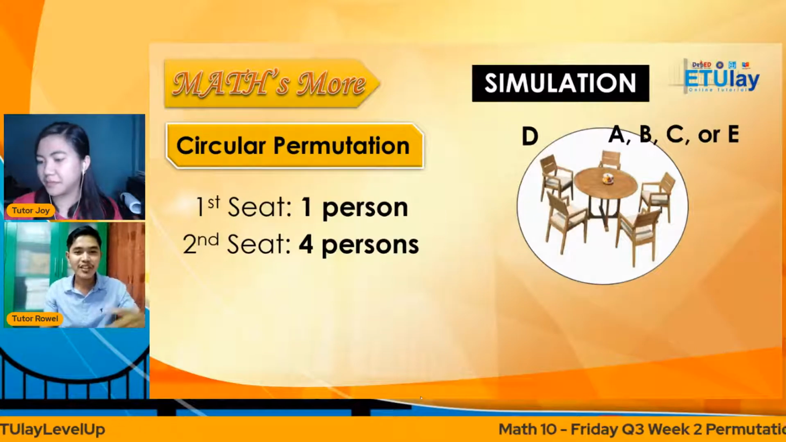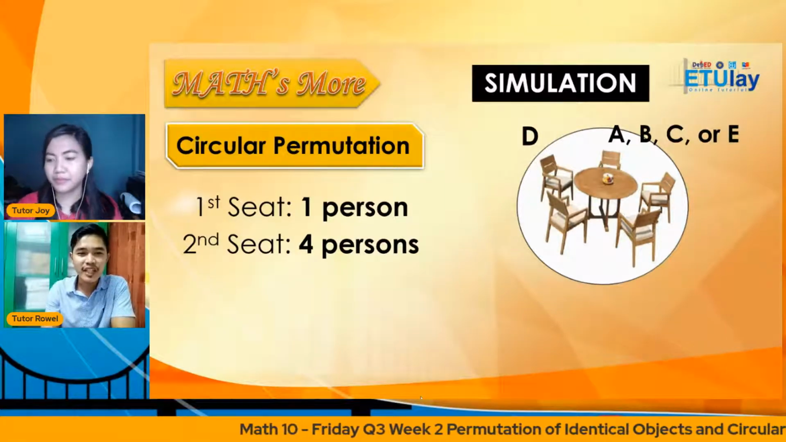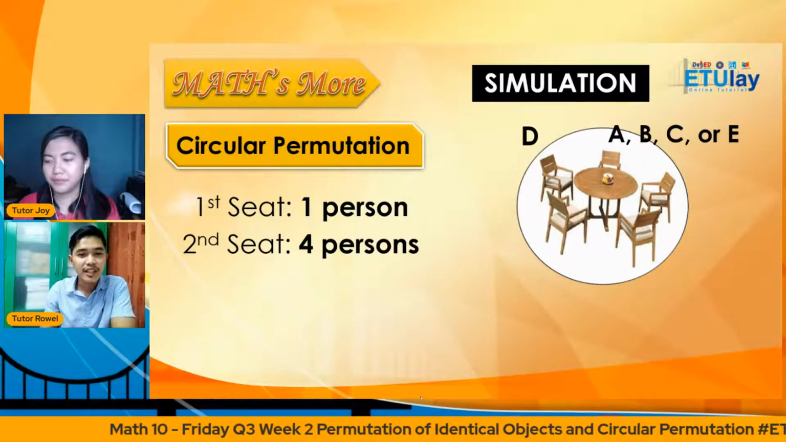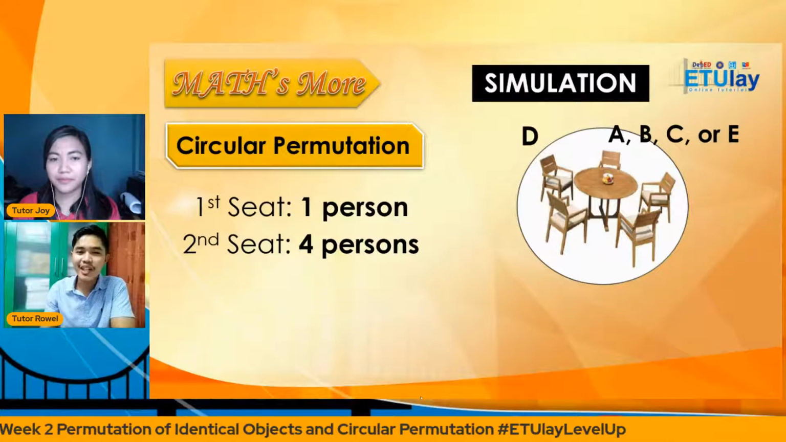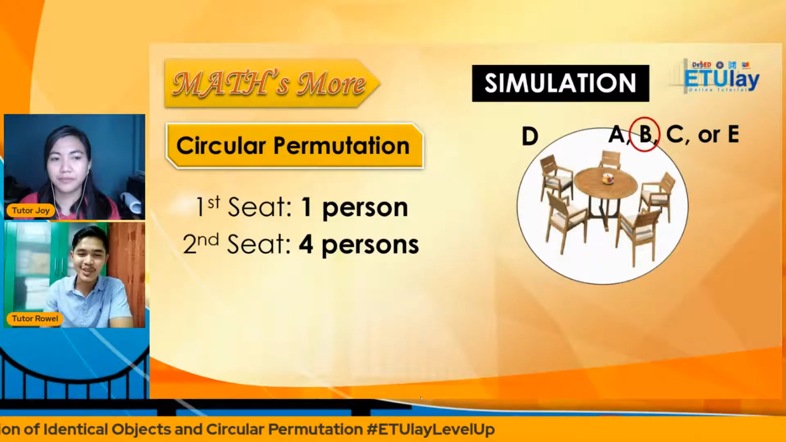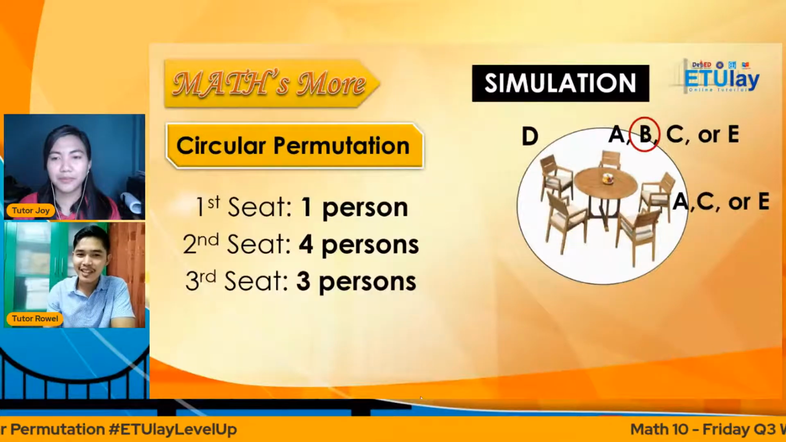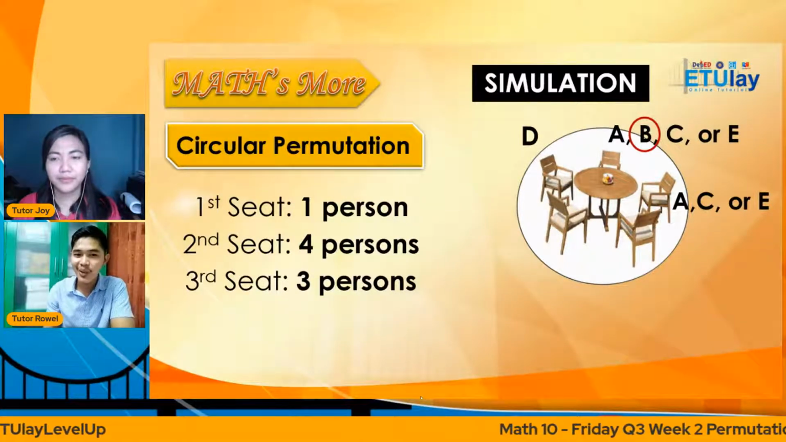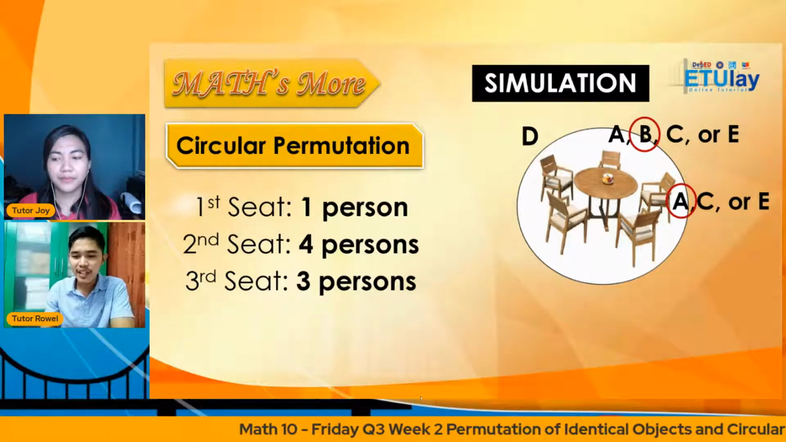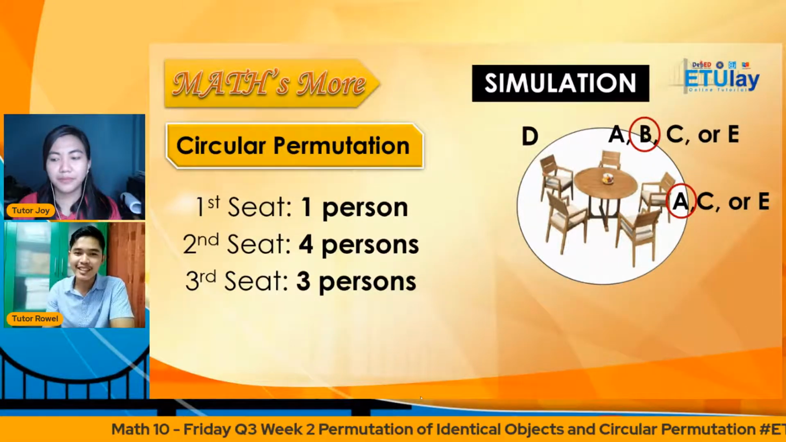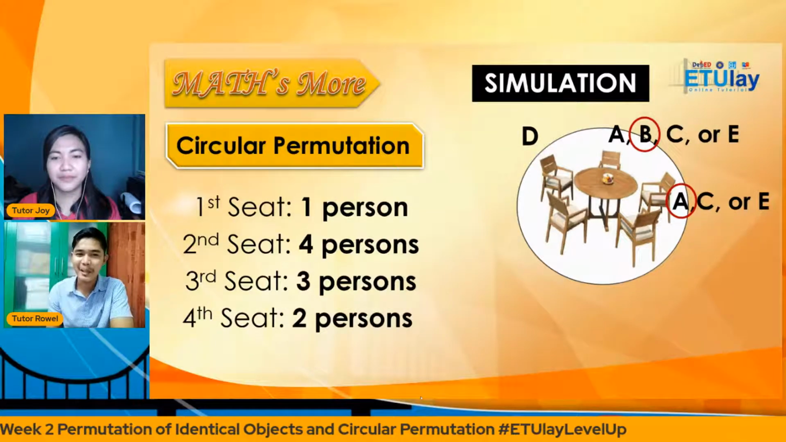So again, sa third seat natin, ilan na lang? Kung sa second seat natin, halimbawa si person B yung umupo, sa third seat natin, sino na lang yung pwedeng umupo dyan? Tutor Joy, sino na lang kaya? So may tatlo na lang. It's either si A, si C, or si E. Diba? O halimbawa, sa third seat ang umupo si A. Sa fourth seat natin, sino na lang yung pwedeng umupo dyan?